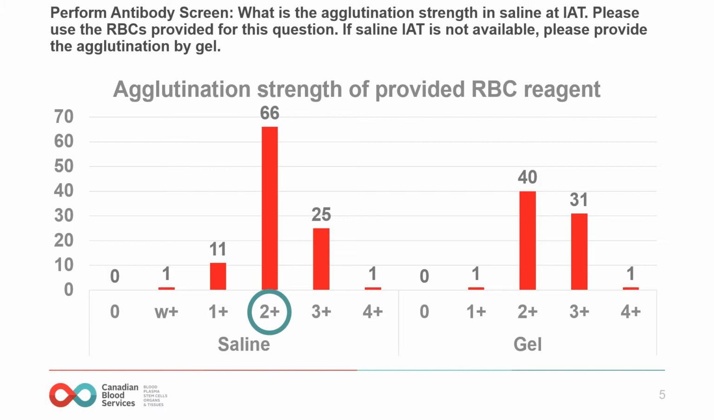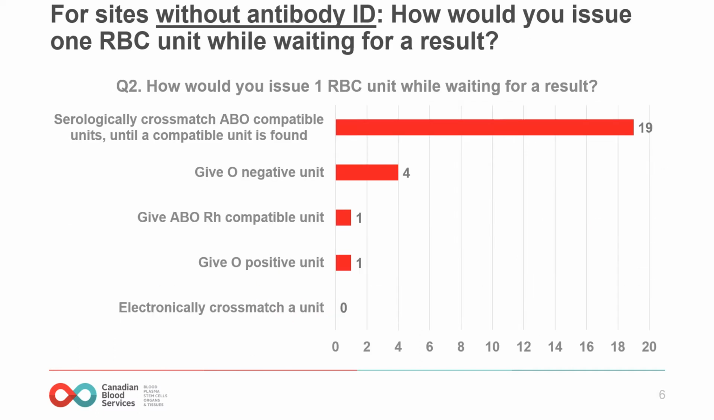for the saline IAT method. With regards to gel grading, we can see here a grade of 2 plus and 3 plus, which is expected because this is an enhanced method. By gel, there are going to be some more enhanced reactions.